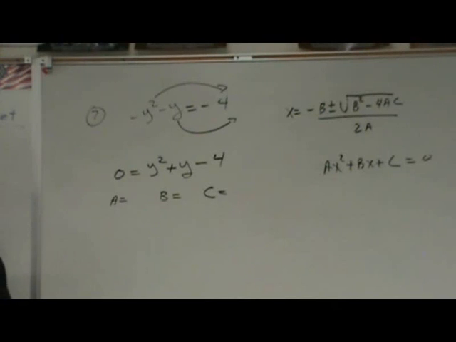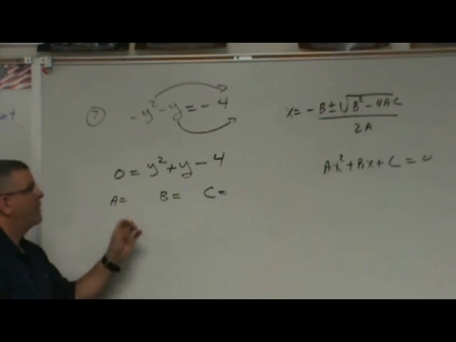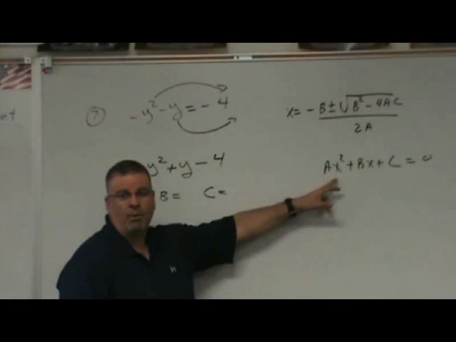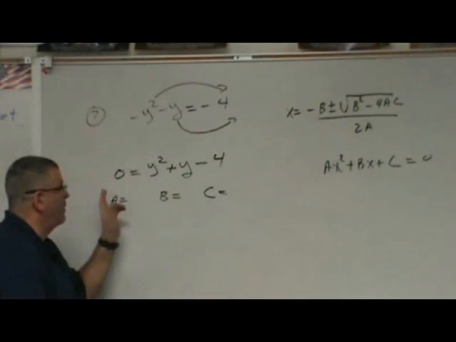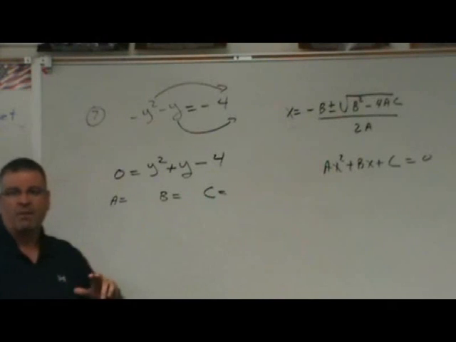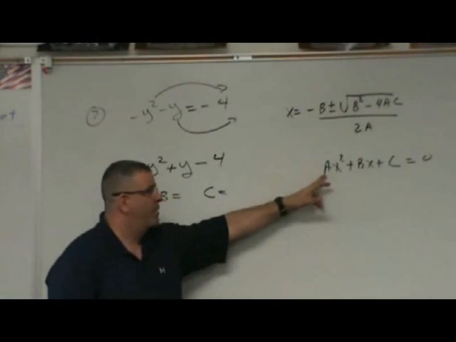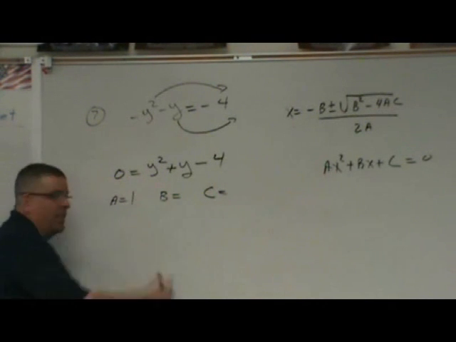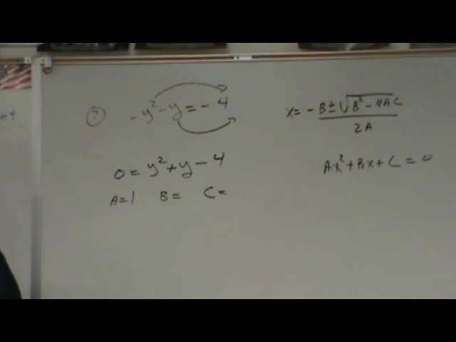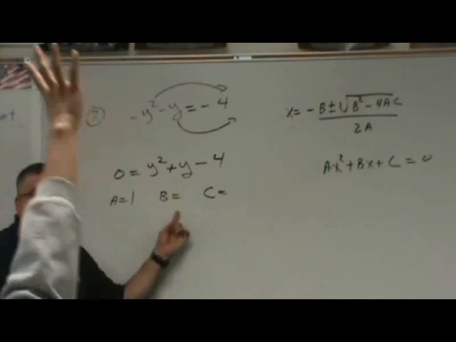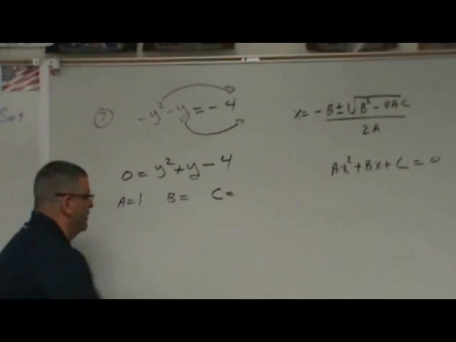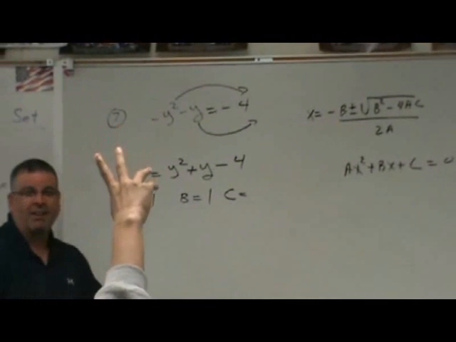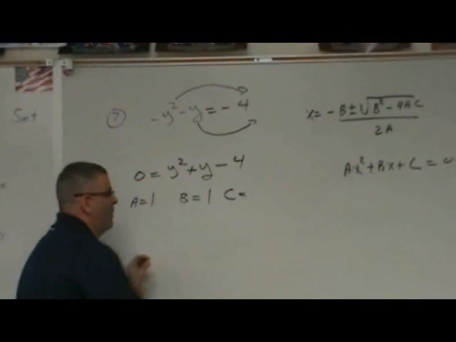Why negative 4? What's the A? It's the number in front of our squared value. Got it. And don't let the fact that it's a y cause some confusion. What's the number in front of y squared? 1. We're going to put positive 1. What's the number in front of regular y? 1. Next one, I got it. Negative 4.